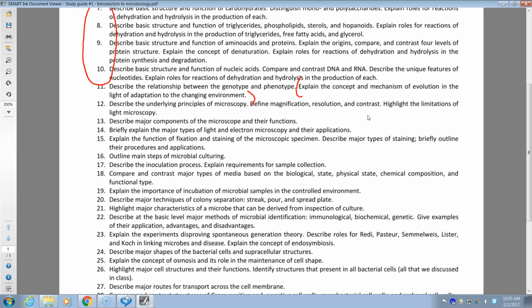Evolution: the basic mechanism of evolution is genetic diversity, achieved in microbes via the exchange of genes and mutations. Underlying principles of microscopy: refraction and reflection, physical processes. For light microscopy, know what magnification, resolution, and contrast are. Know how to calculate magnification.